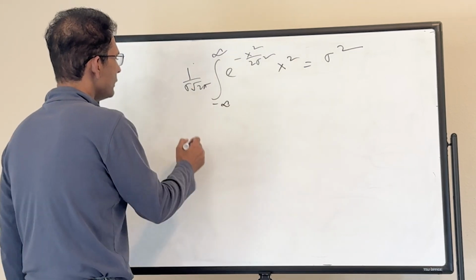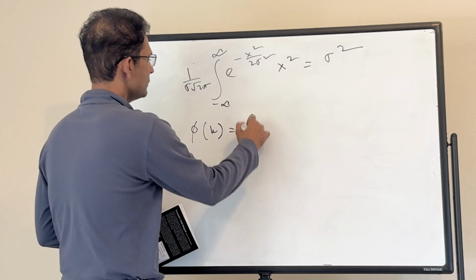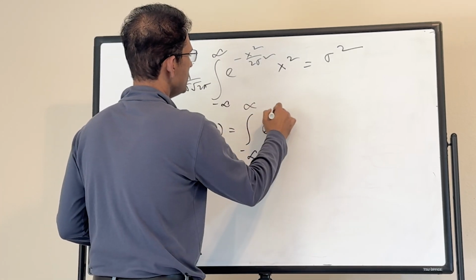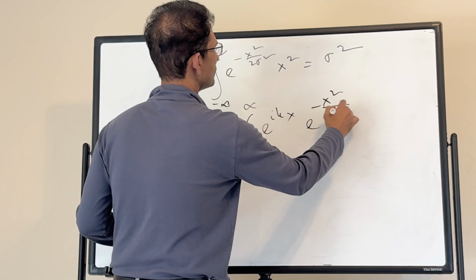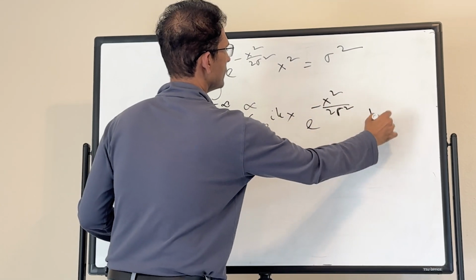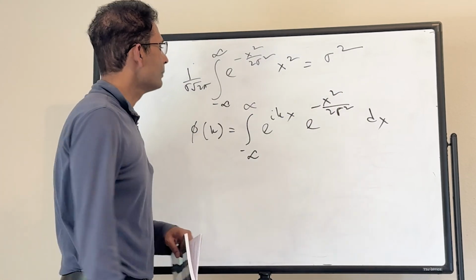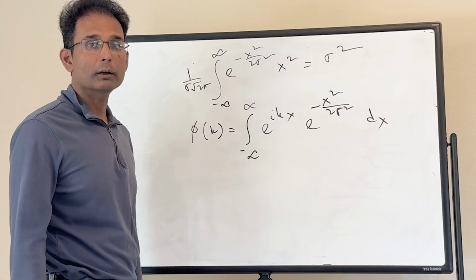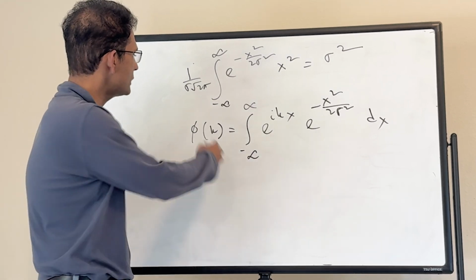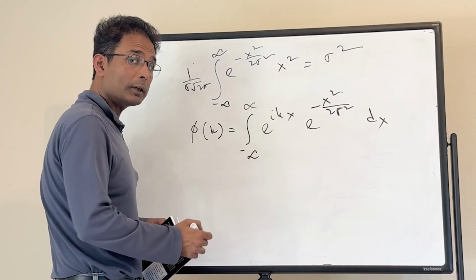In order to prove that, first we will define an integral from minus infinity to plus infinity of e to the i k x times e to the minus this thing. So I have this exponential function, and I'm multiplying it by e to the i k x. Why am I doing that? How is this going to help us? How is phi of k going to help us? It's going to help us as follows.